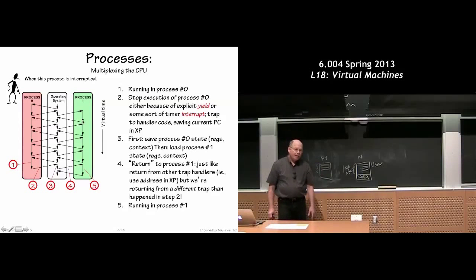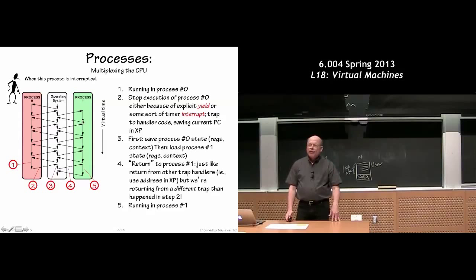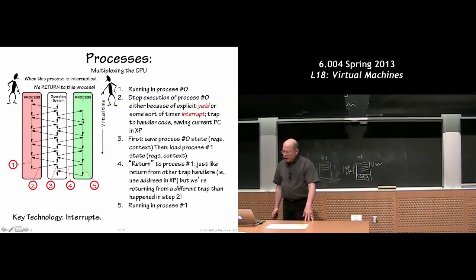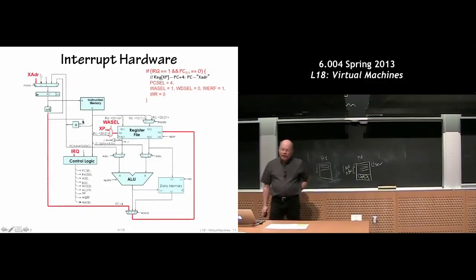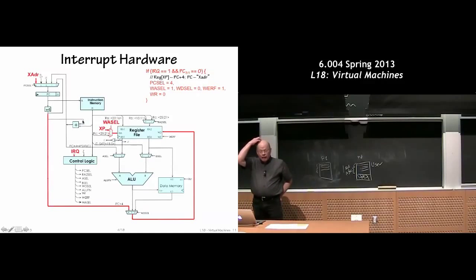Yes? Where are we storing this user data? I'm going to get to that. I'm going to show you some actual code here that will show you where we store it. So we are interrupting one process and returning to another process. And how do interrupts work? Let me just refresh your memory. With interrupts, we have this IRQ, this interrupt request.